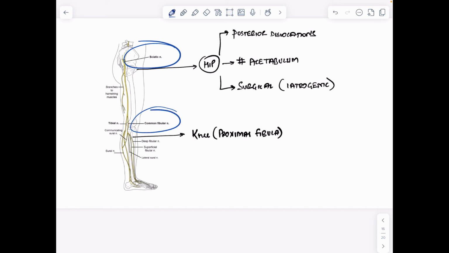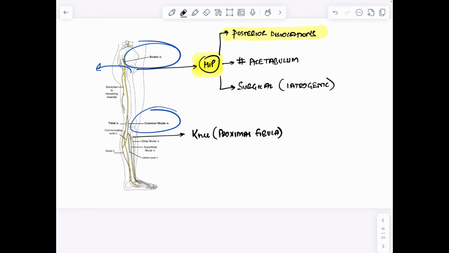You see, the course of the sciatic nerve, as you are very well aware, is that it lies just posterior to the hip joint, posterior to the ischial tuberosity, and this is one site where it could be affected. How? One is posterior dislocation of the hip joint. Now, if the hip joint dislocates posteriorly, it might cause impingement of the sciatic nerve.